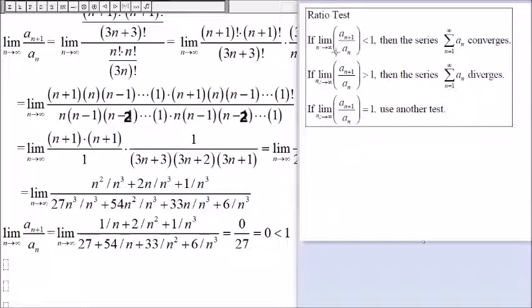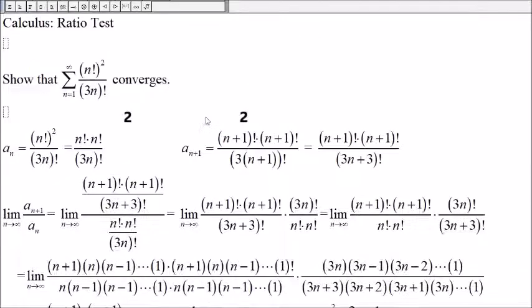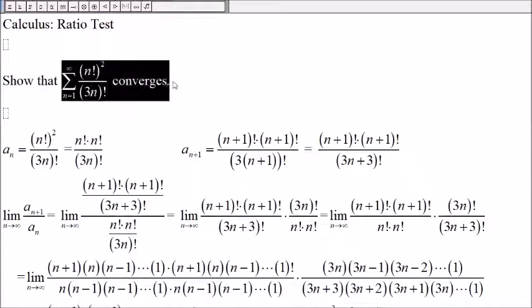Once again, for the ratio test, if we can show that the limit of a sub n plus 1 divided by a sub n is less than 1, then we can say that the series converges. And therefore, we can say that this series right here converges.